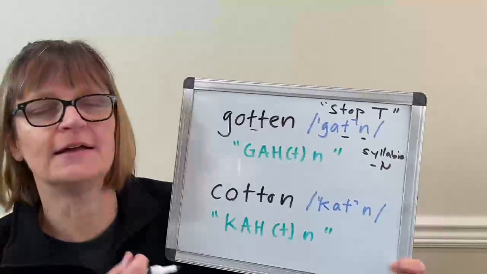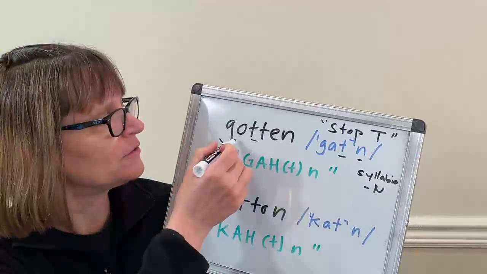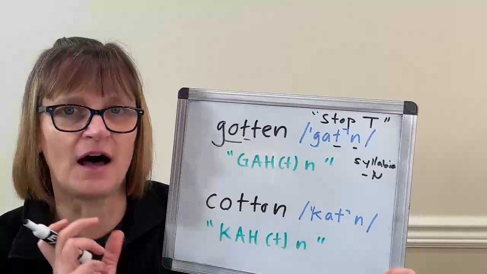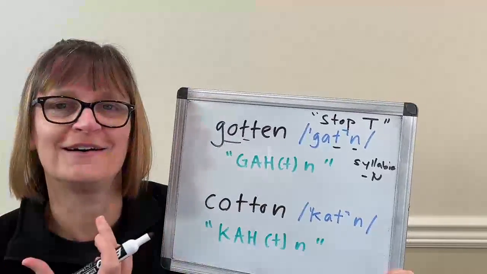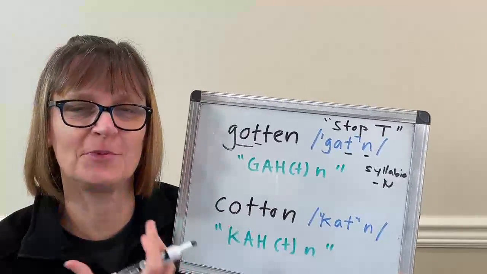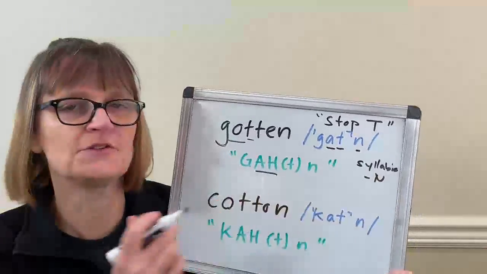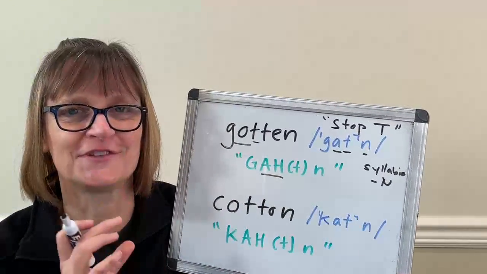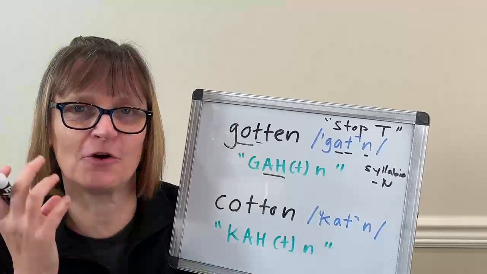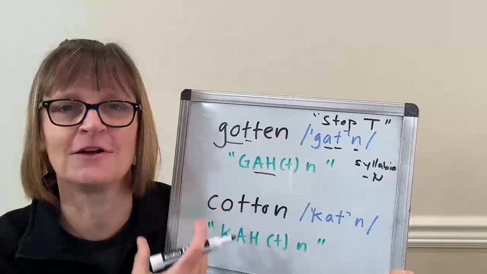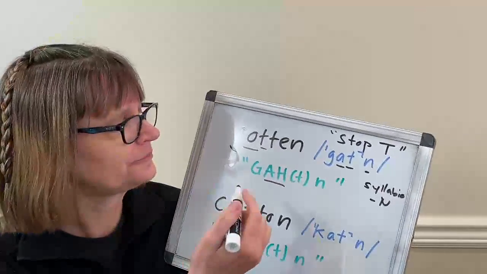Looking at gotten, the stress in the word gotten is on the first syllable, and the letter O says ah. Typically, when we have an O in a stressed syllable in American English, most of the time it's going to be the ah vowel. I've rewritten that for you here with the letters AH, so you can visualize that open ah. There's no rounding and no O sound in gotten or in cotton.